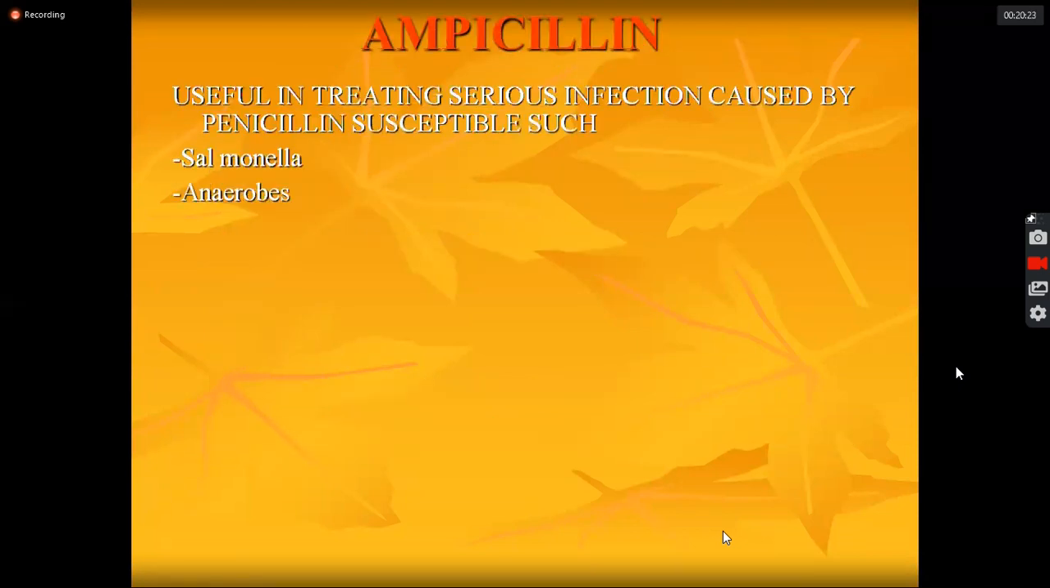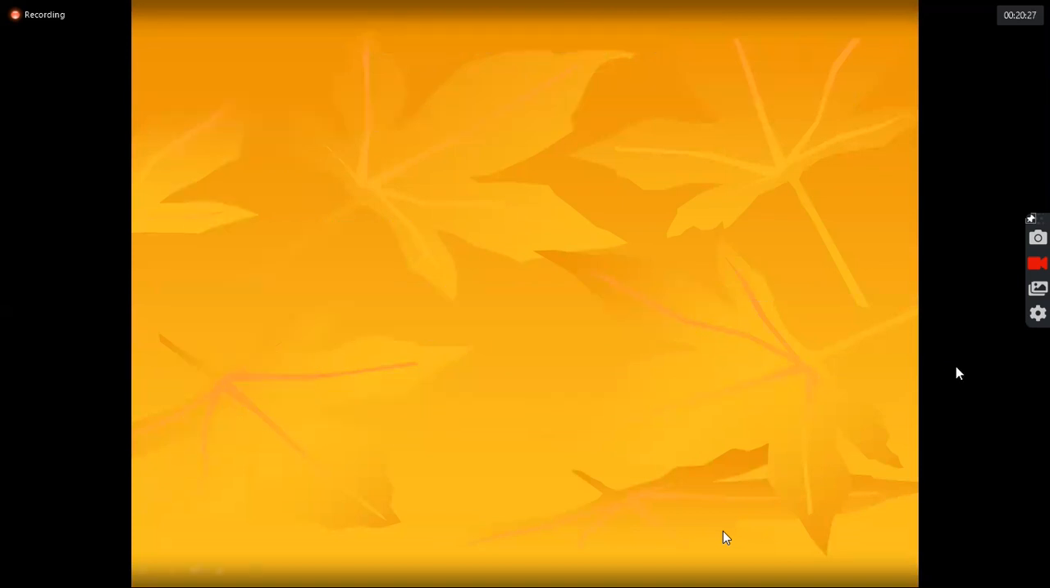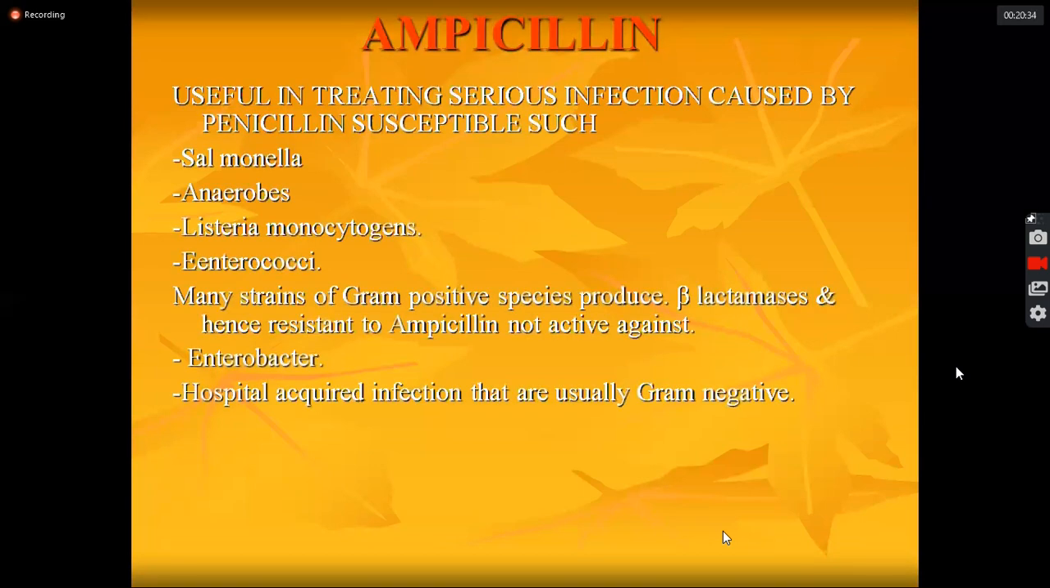Now, ampicillin, as it is the most commonly used penicillin, is a wide spectrum agent. Now, these can be used in treating serious infections and in patients who are susceptible to penicillin, for example, salmonella, anaerobes, listeria monocytogenes, enterococci. Like listeria monocytogenes, enterococci, and salmonella, they are quite resistant, but they are very effectively eradicated by using ampicillin.